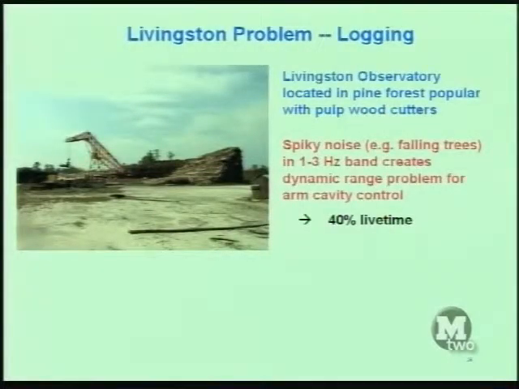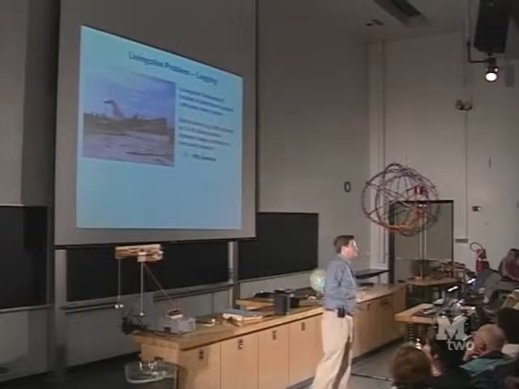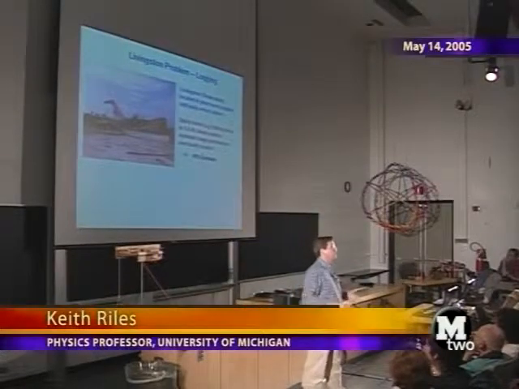Now, Livingston has had a completely different problem. As I said earlier, Livingston is in a pine forest. Well, pine forests are popular with pulpwood cutters, people who cut down trees to make paper. And so every time they knock out a tree, it causes a little seismic thump that rattles through the ground, and it bothers our interferometers. It turns out we happen to be unusually sensitive to that problem. And it causes us to have only about a 40% lifetime when we tried to operate the detectors for taking science data.